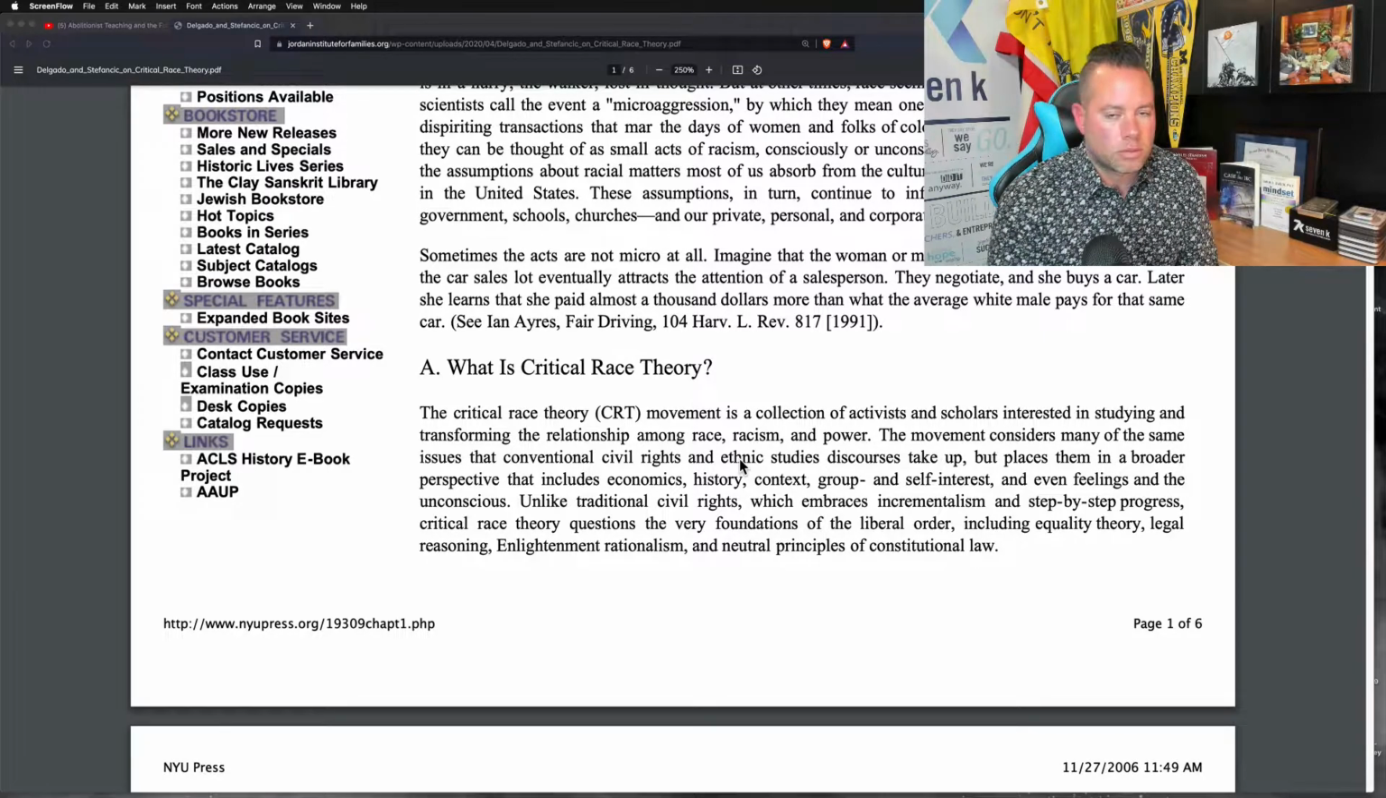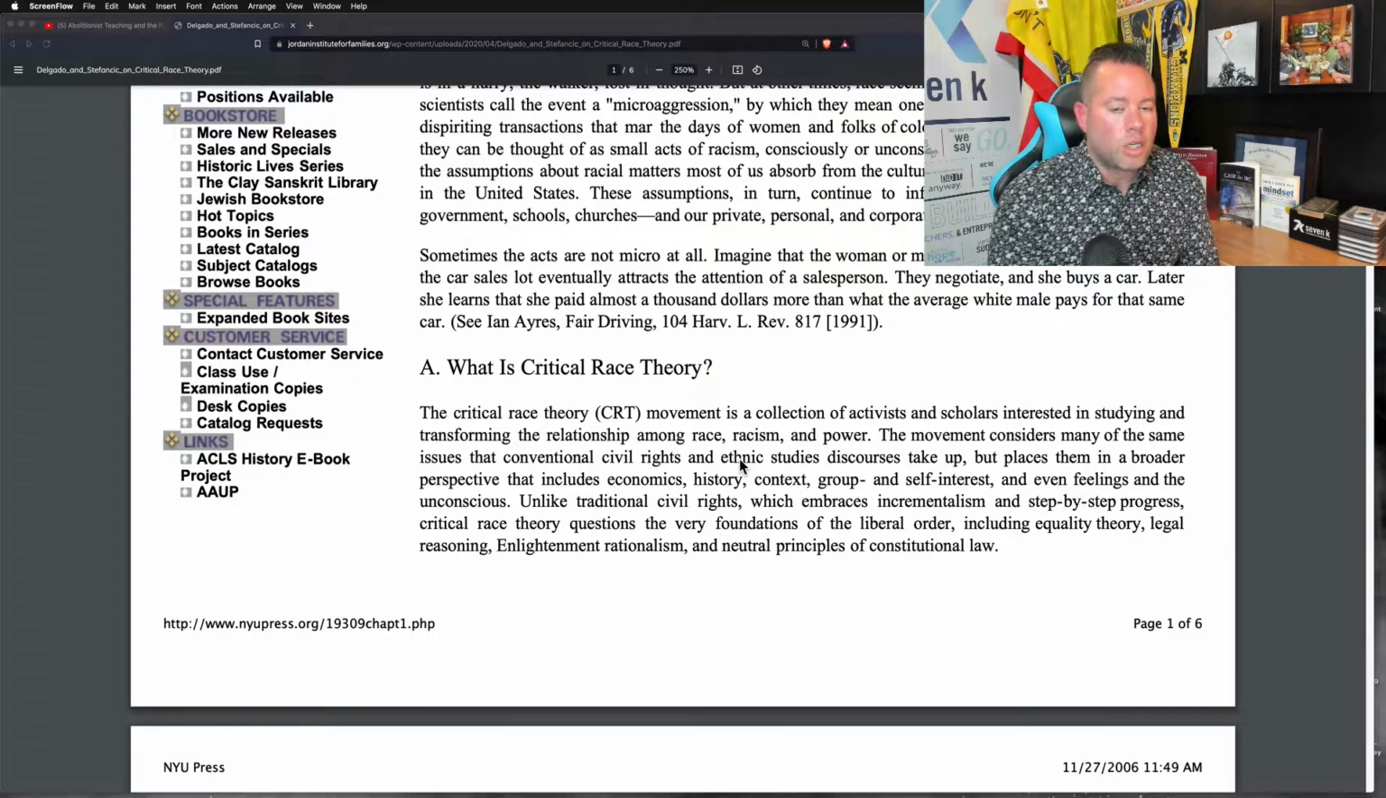Now this is where it gets really eye-opening. Unlike traditional civil rights, which embraces incrementalism and step-by-step progress, critical race theory questions the very foundations of the liberal order. So what you have to understand is critical race theory seeks to destroy liberalism. And I tell people, if you are on the right and consider yourself a conservative, stop calling people on the left liberal. There are very few liberals left on the left, and the ones that are typically get called right-wing extremists.